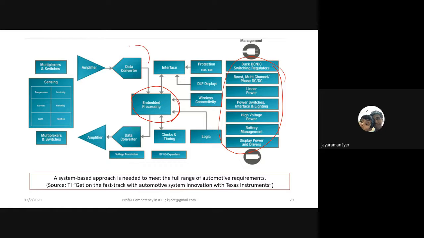This A to D converter. When I ask my students, engineers who are coming for the job, tell me what type of A to D converter, he immediately says successive approximation register, SAR, A to D converter. Anything else you know?